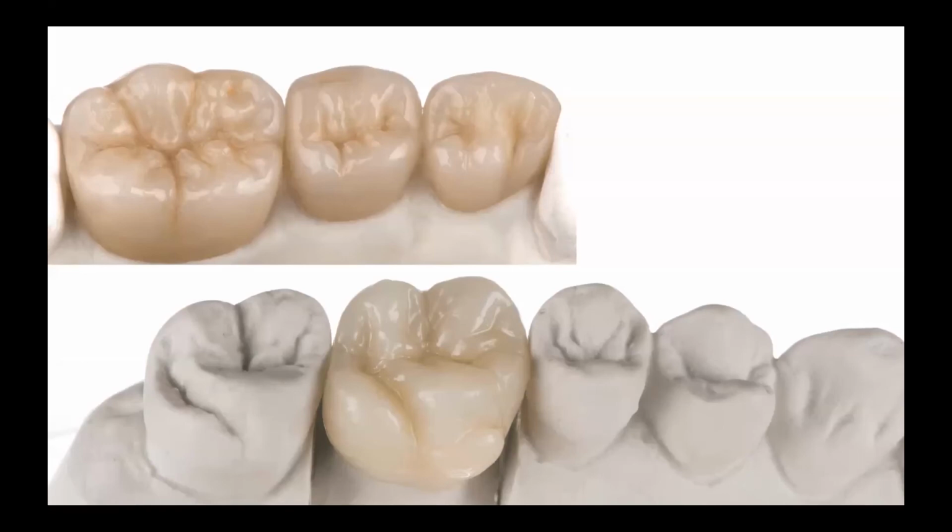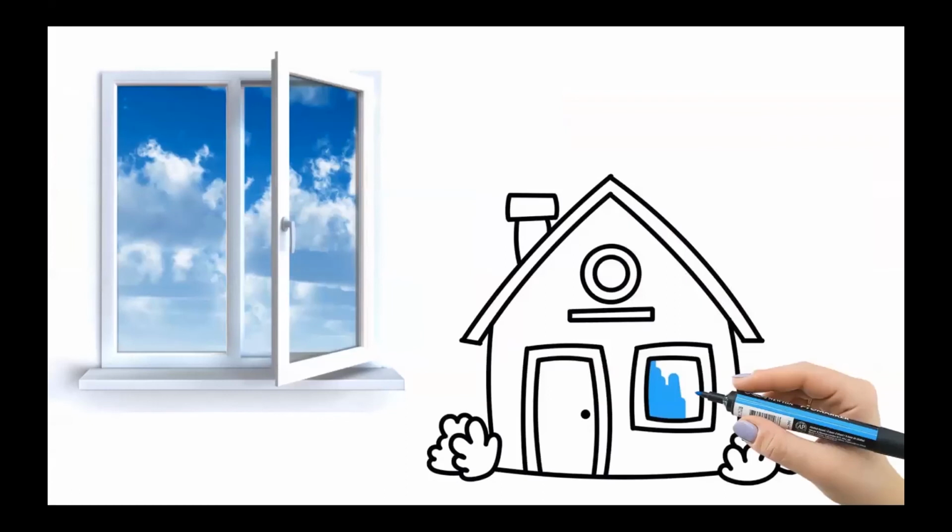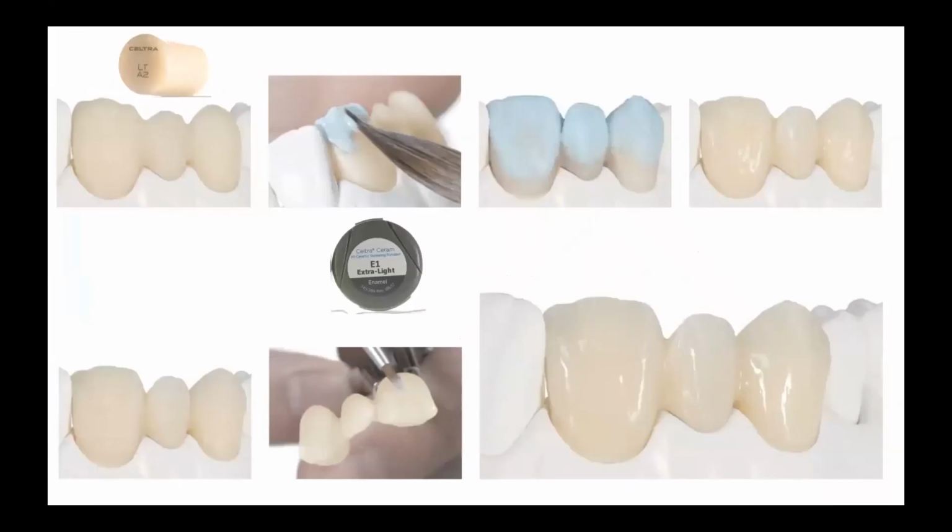It has a higher level of individualization and detailing. And this is one more example of using this technique. But in terms of aesthetics, imitating enamel areas with stains is a compromise in terms of aesthetics. When dental technicians use this technique, they are like children painting the windows of houses with blue color.